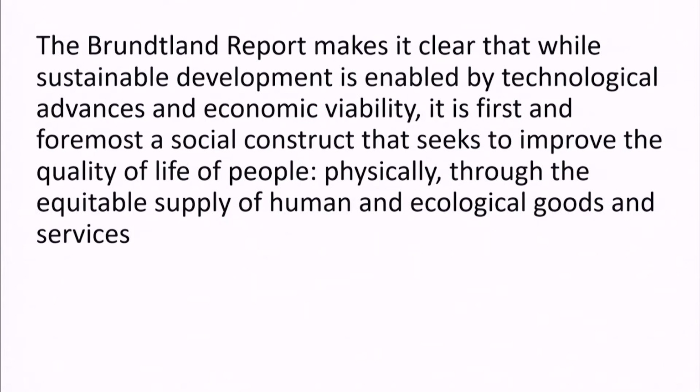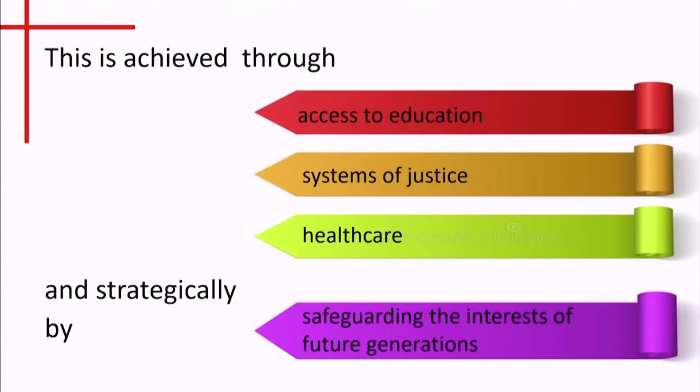The Brundtland Report makes it clear that while sustainable development is enabled by technological advances and economic viability, it is first and foremost a social construct that seeks to improve the quality of life of people physically through the equitable supply of human and ecological goods and services. This is achieved through access to education, systems of justice, health care and strategically by safeguarding the interests of future generations.